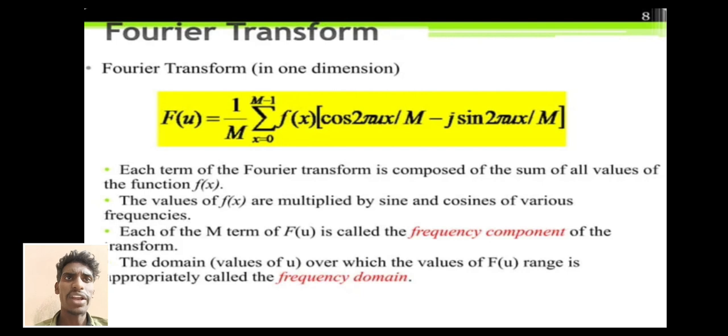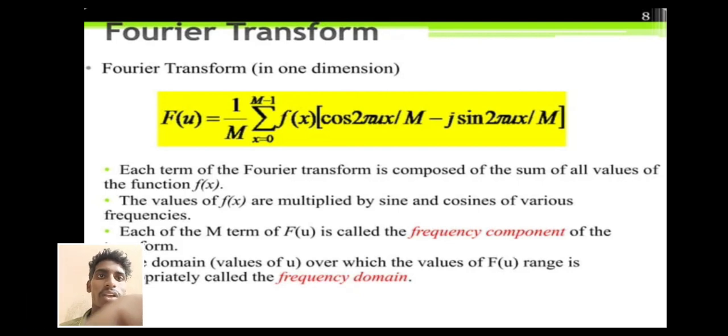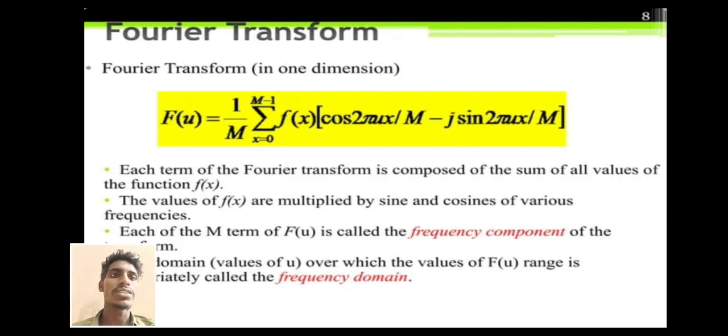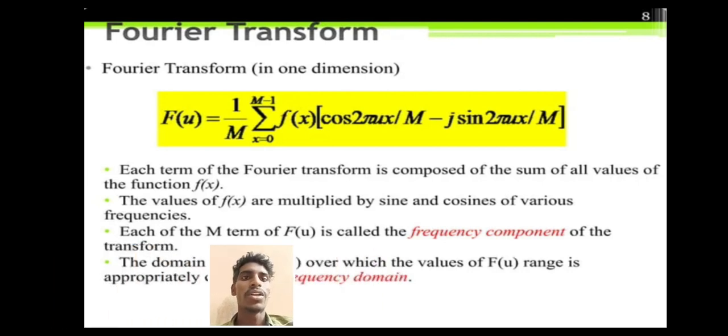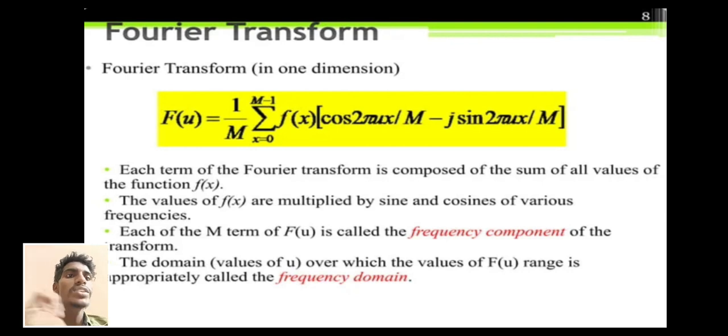What is meant by the Fourier transform? Each term of the Fourier transform is composed of the sum of all values of the function f of x. The values of f of x are multiplied by sine and cosine of variable frequencies. Each of the M terms of F of u is called the frequency component of the transform. The domain over which the values of F of u range is called the frequency domain. Hence, we know the frequency component of the transform and the frequency domain of the transform.